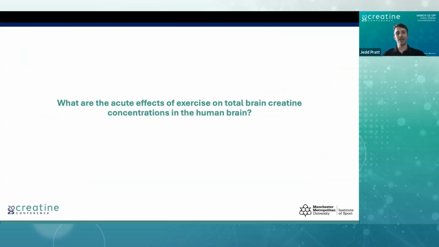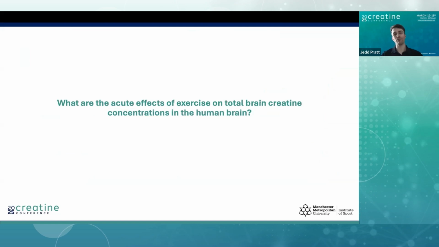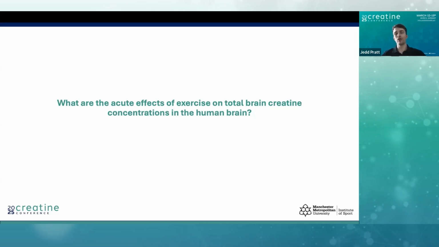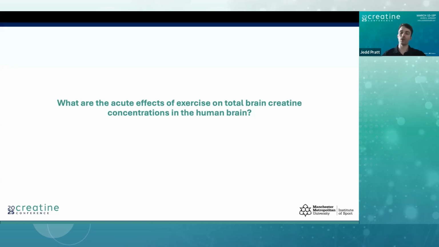What we've moved on to now in the Institute of Sport here in Manchester is trying to better understand what are the acute factors that might affect brain creatine concentration. So the first one of these that we've chosen to assess really is what are the acute effects of exercise on total brain creatine concentrations in the human brain. Because we know anyway in skeletal muscle that there's definitely this reduction, and the creatine in our skeletal muscle is used quite quickly with these explosive and high intensity periods of exercise. But we really do not have much information on what is shown actually in the human brain.